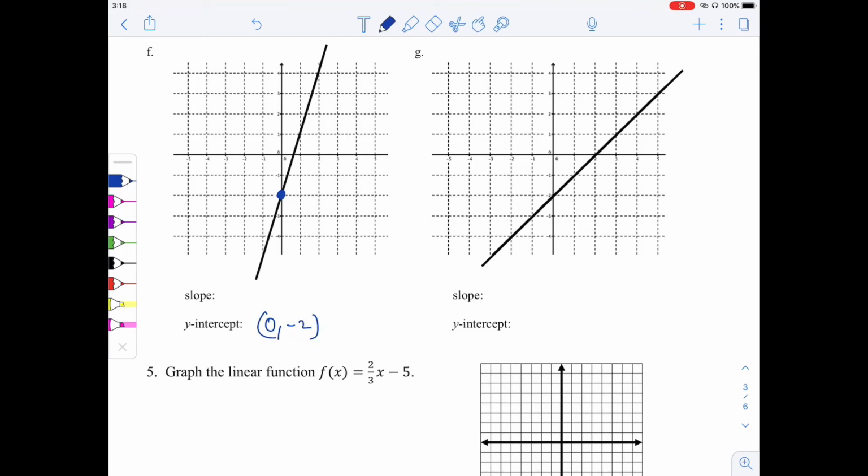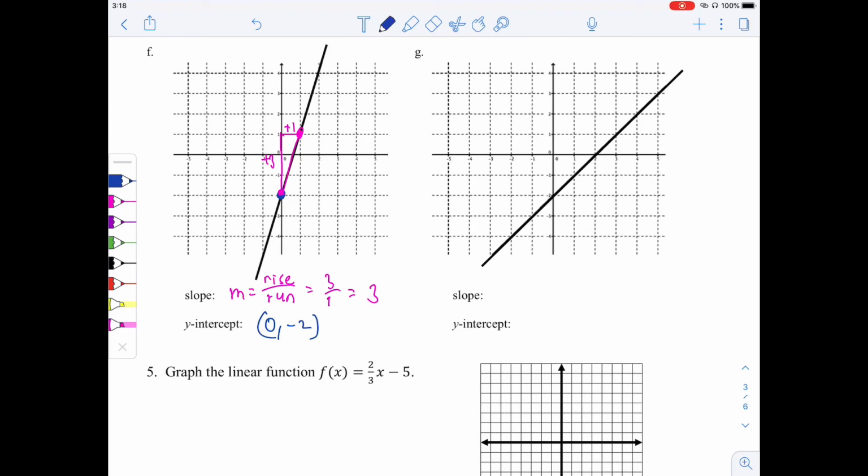And then we find our slope by going to another point. So just go on till we get to a corner. Always a corner. Here's a corner. So go 1, 2, 3. So we go up 3, right 1. So our rise over run is 3 over 1. Let's write that out. Rise over run equals 3 over 1, which is 3. And that's our slope.